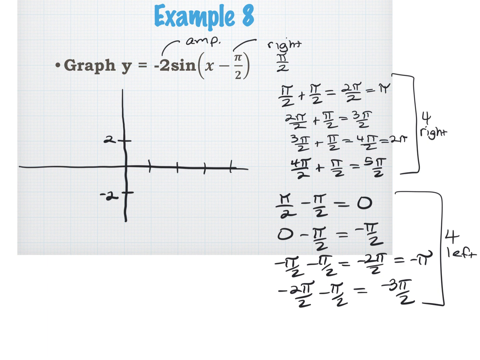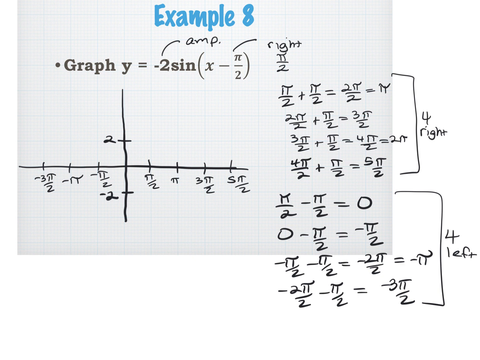And one more. So this is pi over 2, pi, 3 pi over 2, and then 5 pi over 2. And then in the other direction, same thing. Negative pi over 2, negative pi, negative 3 pi over 2.